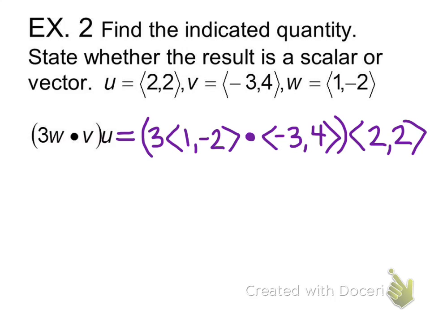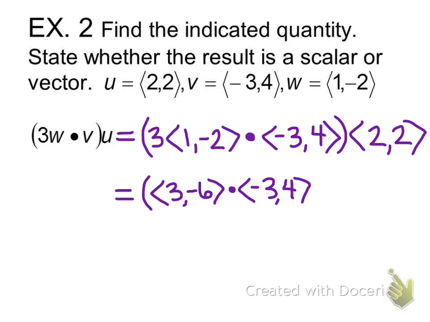So think about order of operations here. We're going to start inside the parenthesis, and let's go ahead and distribute the 3 and multiply it times that first vector. So 3 times the vector 1, negative 2 is going to be the vector 3, negative 6. Everything else is going to stay the same. This vector dotted with negative 3, 4 times the vector 2, 2. Then inside the parenthesis, we're going to do the dot product.